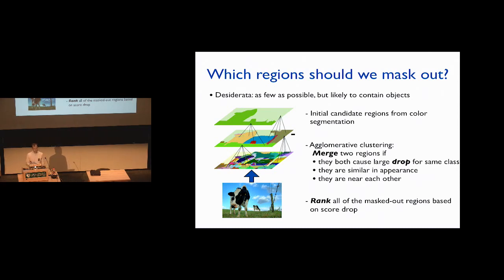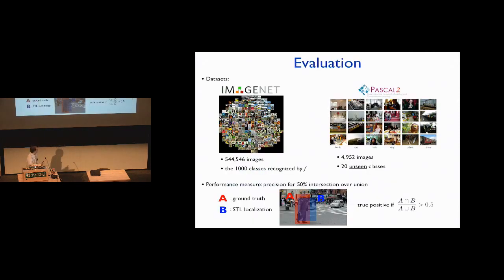So after we perform this agglomerative clustering, then we re-rank all of the candidate regions according to the score, in particular according to the drop in classification score produced by the neural network. So simple strategy. And we tested this approach on two datasets. The first is the ImageNet dataset. This is the same dataset on which the neural network was trained. So it includes these 1,000 classes that are recognized by the deep neural network.